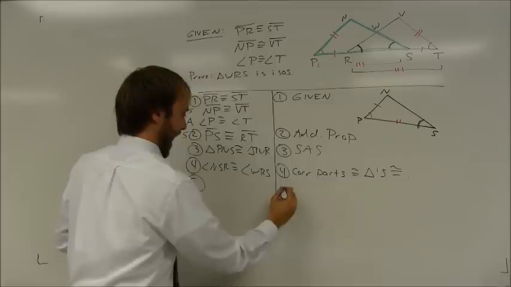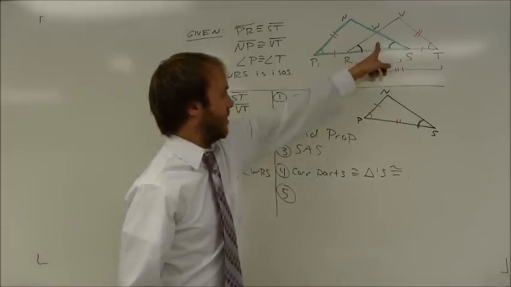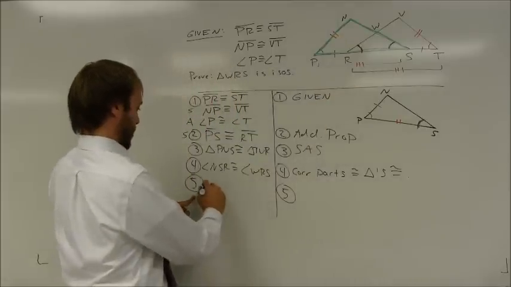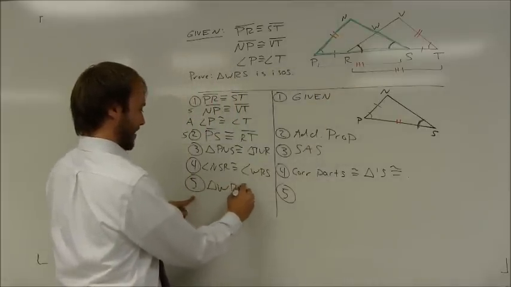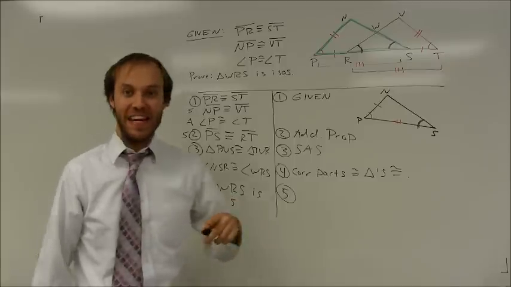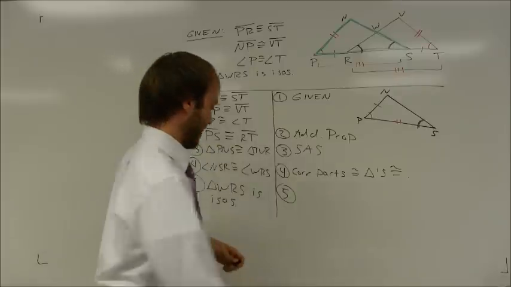And now I can make my conclusion, because triangle WRS has two congruent angles. So triangle WRS is isosceles. The reason being, if a triangle has at least two congruent angles, it's isosceles.